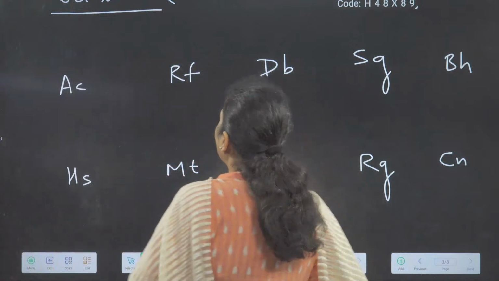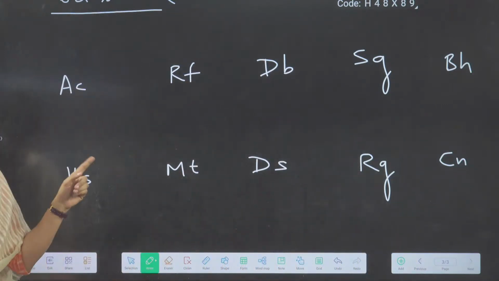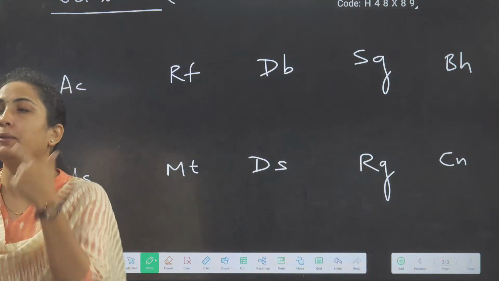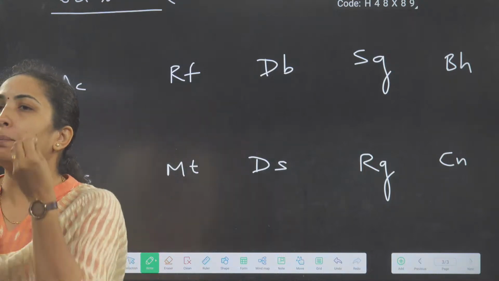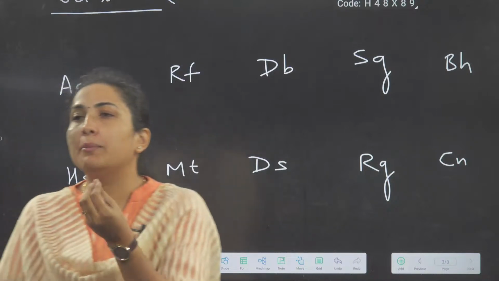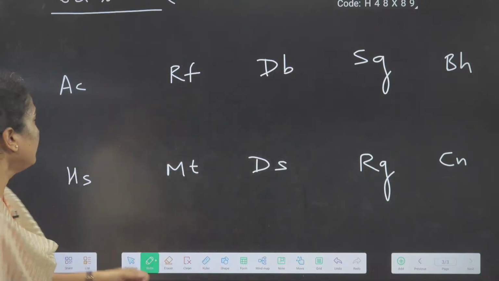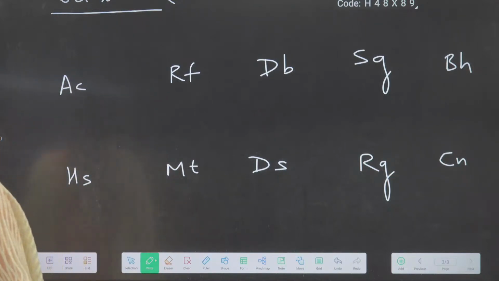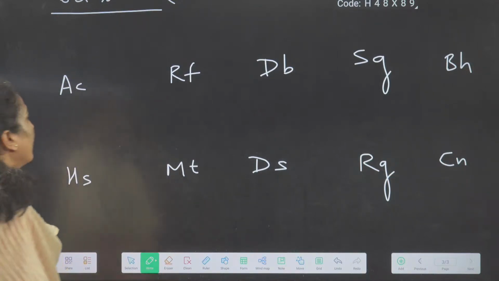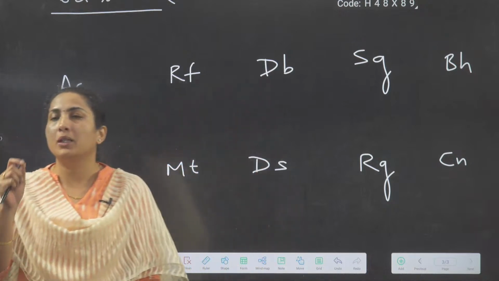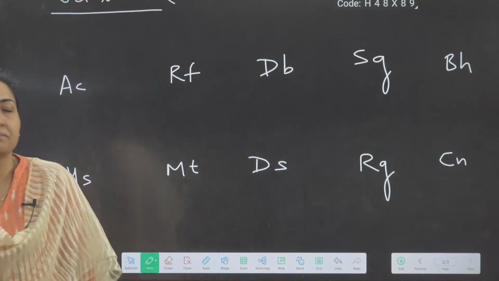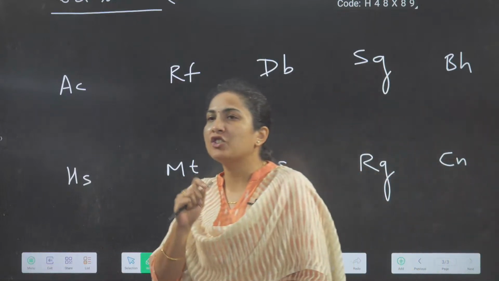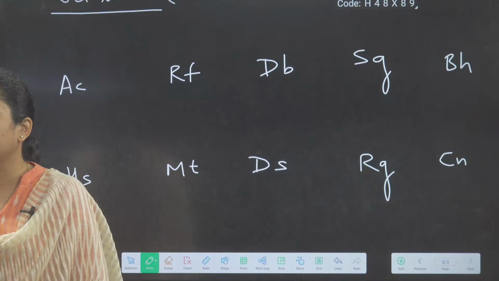So let us go ahead. AC stands for actinium. And whatever I am repeating, make sure you are also repeating, so that the pronunciation of that particular element becomes clear to you. RF is rutherfordium. Then DB stands for dubnium. Then SG stands for seaborgium.